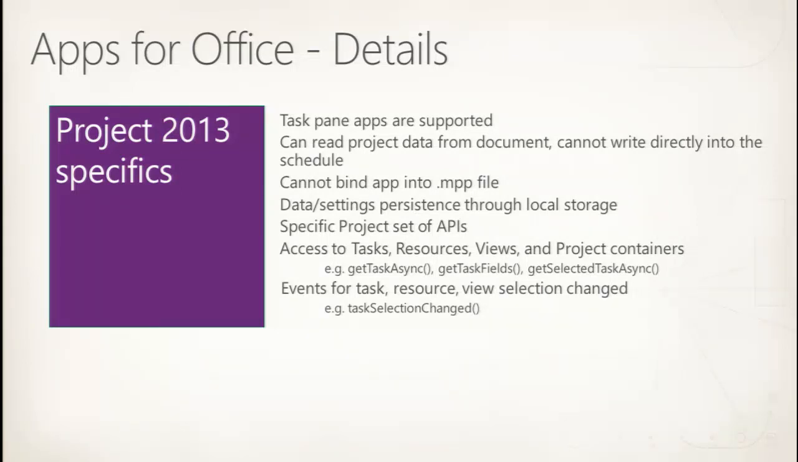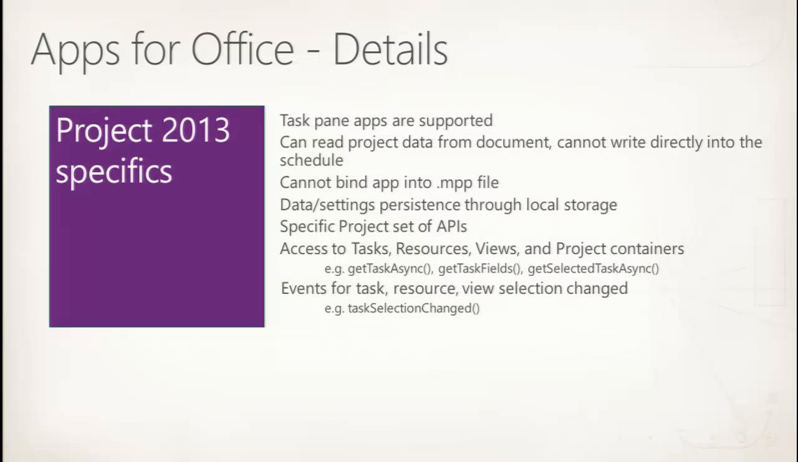MPP is the file type we use. So a user would need to go and launch it kind of manually from the project client. We do support data and settings persistence through local storage. Essentially, it's sort of like a cookie where if you wanted to save settings from your task pane app, you would save it locally to the user's computer. You could also save it into a SharePoint list, assuming they were connected to SharePoint. Both are fully supported. We have our own set of APIs in our own JavaScript file.